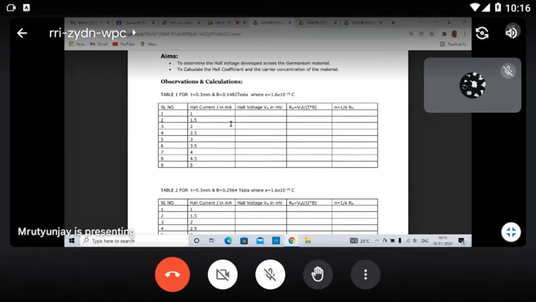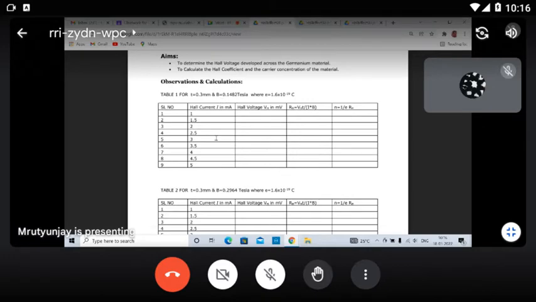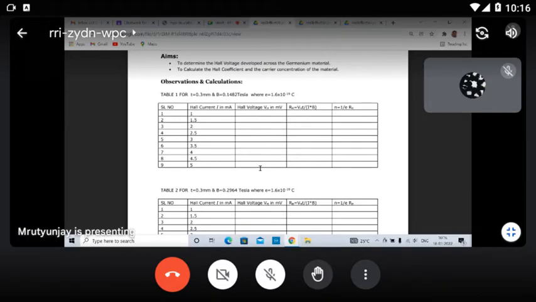First of all, what is written here? See, T is equal to 0.3 mm, that is, the thickness of the crystal is 0.3 mm. You have to select it. Then B is the magnetic flux density of the electromagnetic field, so it should be constant throughout a single table. That is, for table 1, 0.1482 Tesla. Then I is given. Then you need to change the Hall current with an interval of 0.5 milliampere. Then you need to note the Hall voltage, VH, in millivolt.